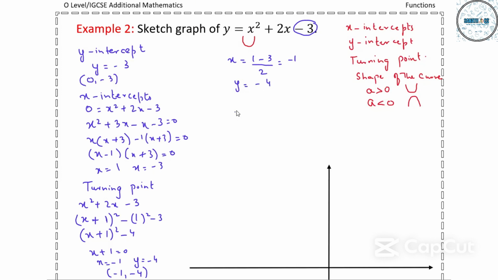The third way is that you use the formula x is equal to minus b upon 2a. So in this case, we have the value of b as 2 and the value of a as 1. So you will be getting minus 1 here. So when you substitute minus 1 in this, you will be getting the value of y as minus 4. So you can take out the coordinates of turning point by any of the methods which you find easier. Now we will mark these points on the grid and sketch the curve.